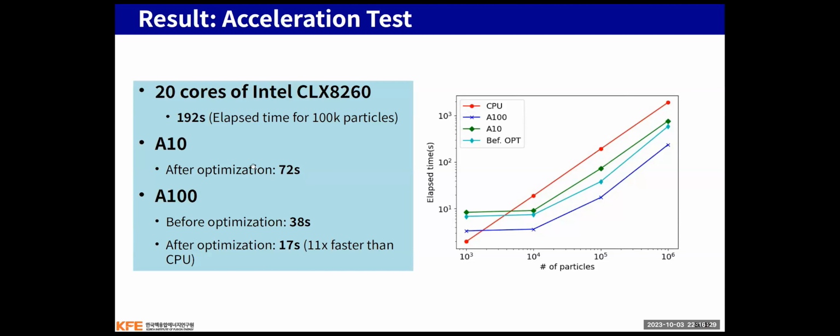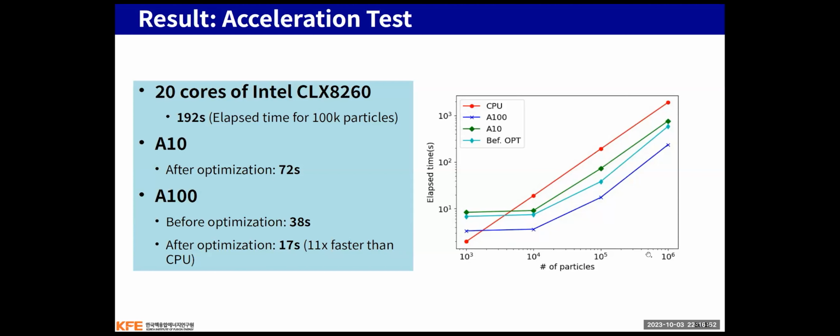This one is a debugger and test, compiled here, and when we use A100, before optimization it takes 35 seconds, that is 5 times faster, and after optimization we get 17 seconds, that is 11 times faster than CPUs.